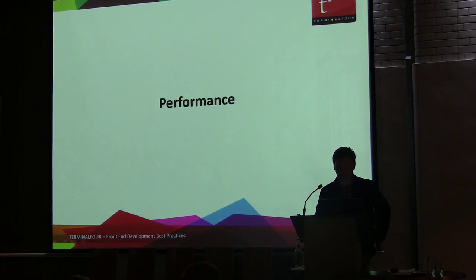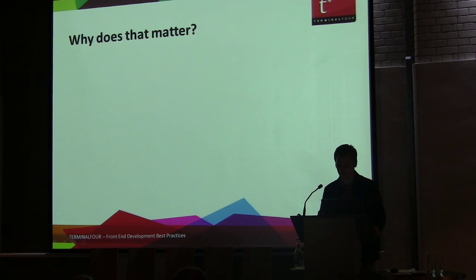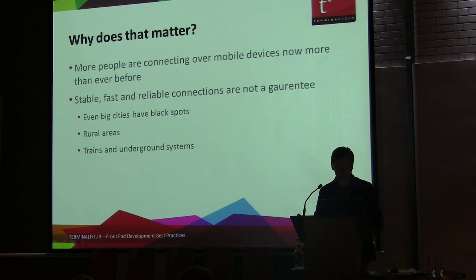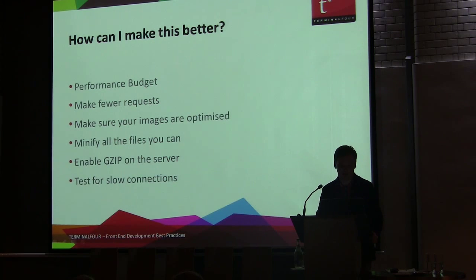Next up is performance, and I'll just quickly fly through this because I know Roundhouse talked about this in more detail earlier on. So we crossed an impressive milestone this year. Average web pages have crossed the 2 megabyte mark. Isn't that wonderful? That's almost twice as much as it was 3 years ago, and it's mainly images, and that's a big problem, and we've talked about why already. More people are connecting with mobile devices. You can't assume people have a good internet connection. Google favors performance in their search results. That's something to keep in mind. And we've heard all these reasons before earlier, so I'll keep going.